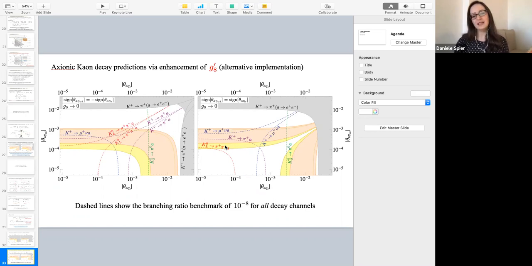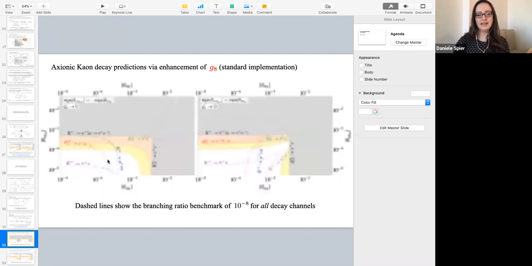Yeah, so that's my point. In either scenario, the two Kaon decay modes to axions that are extremely powerful in probing this parameter space are K plus to pi a.